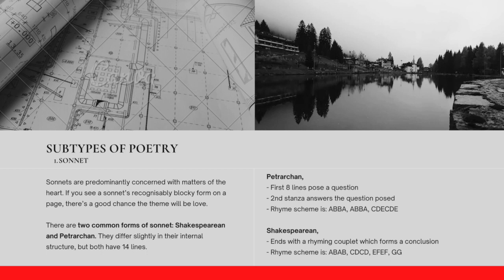In the Petrarchan, the first 8 lines pose a question, and the second stanza answers the question posed. The rhyme scheme is ABBA, ABBA, CDE, CDE. The Shakespearean ends with a rhyming couplet which forms a conclusion, and the rhyme scheme is AB, AB, CD, CD, EF, EF, and GG.